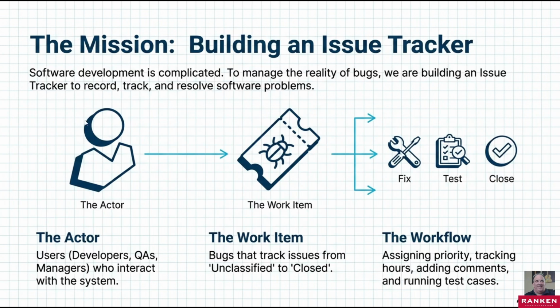So here's a depiction of an actor who has a work item, and based on that, they're going to fix, test, or close a bug, right? The actor is kind of our user: developers, QAs, managers, whatever interacts with the system. They have different kinds of roles and do different things. The work item is bugs that track issues, and it could be an unclassified bug or a closed bug, where the user may close a bug, may work on a bug, etc. And then the workflow is assigning priority, tracking hours, adding comments, and running test cases.